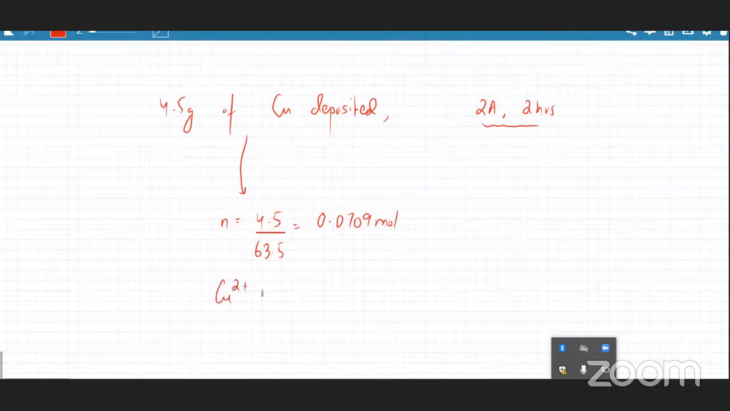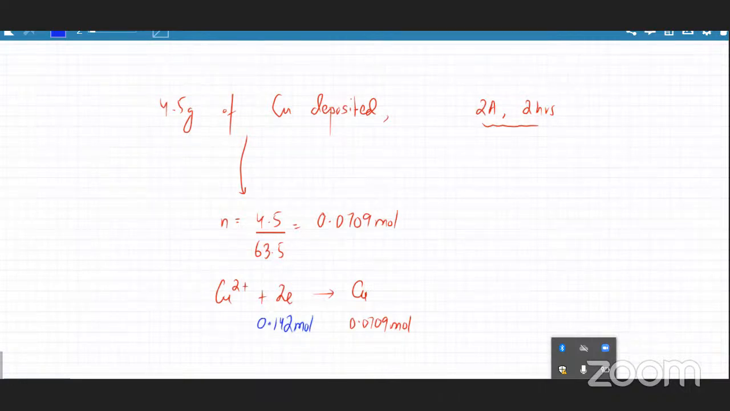Now based on that, we know the equation is that copper 2 plus gains 2 electrons. We did the electrolysis right at the beginning, so we have this. In reverse, we found the moles of copper. Now based on that, double that, and you'll find the moles of electrons. Can you find the moles of electrons? So you're getting 0.142 moles.